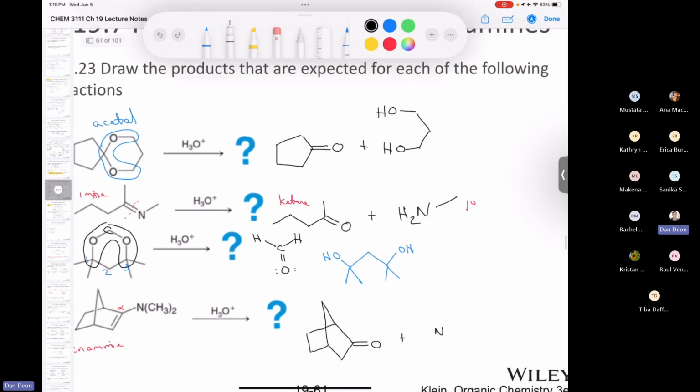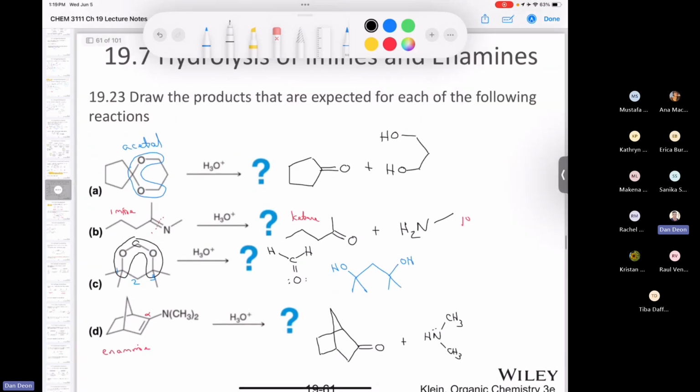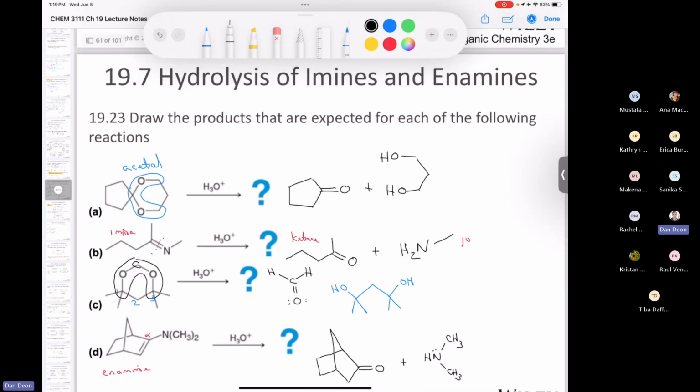Where's my black pen? There we go. Dimethylamine. It's going to be this secondary amine, just like that. So those are all hydrolysis reactions, right?